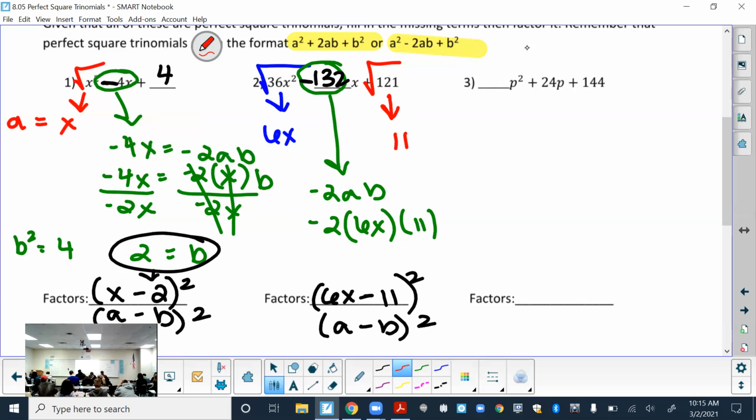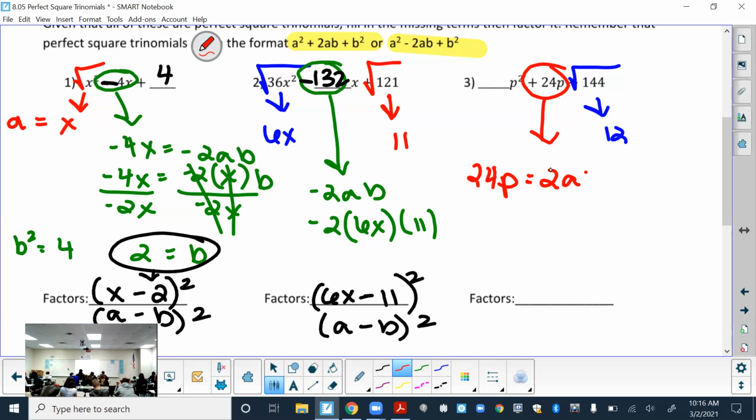All right, one more, solving for the first term. So we don't know what A is. We could figure out what B is. What's the value for B? 12, because B is the square root of your last term. We know that the middle term is 24p, so that can help us solve for what A is. So we know the middle term is 24p. What's the formula for the middle term? 2ab. And it's positive, so it's a positive 2ab.